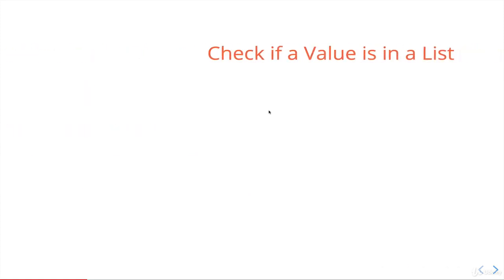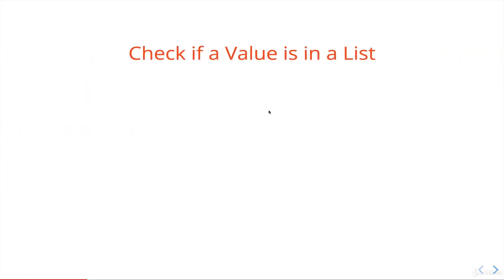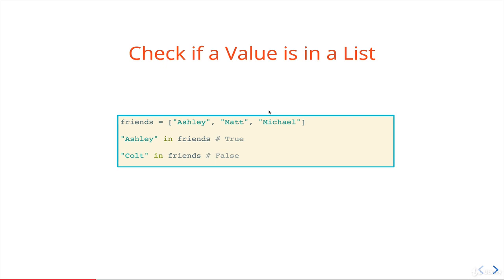The next thing I'll show you is a little side note. If you want to check if a value is in a list somewhere, there's a really easy way to do it. We use in, so if we have the friends list, I can say Ashley in friends, and that gives me true. Just like any comparison that we've done before with Boolean operations, equality, capitalization matters. It has to match exactly. And if we tried it with Colt, is Colt in friends?